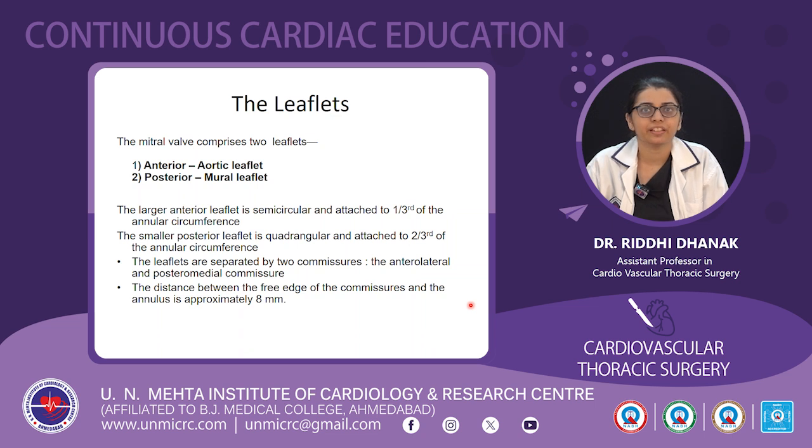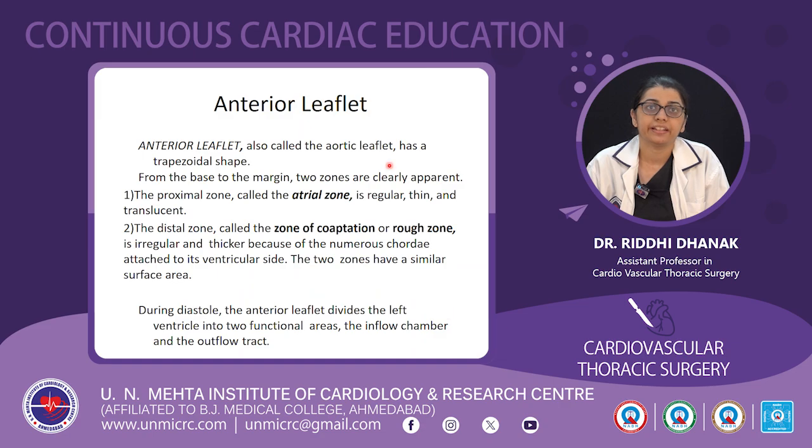The distance between the free edge of the commissures and the annulus is approximately 8 mm. It is important to keep this distance during the commissurotomy procedure. The anterior leaflet, also called the aortic leaflet, has a trapezoidal shape. From the base to the margin, two zones are clearly apparent. The proximal zone, called the atrial zone, is regular, thin and translucent.